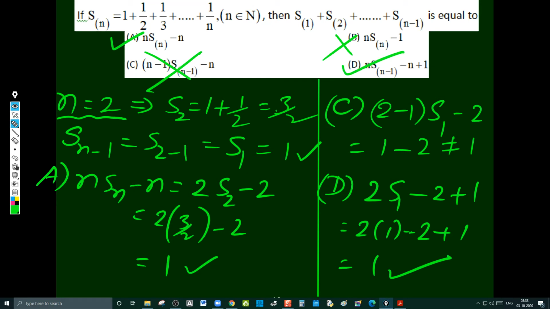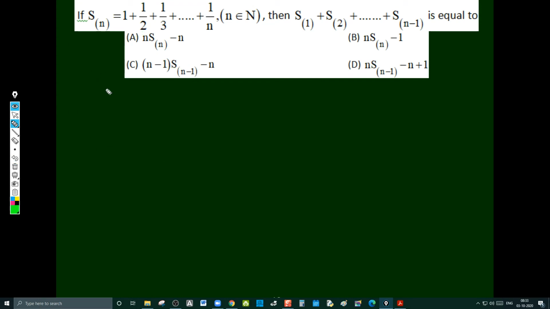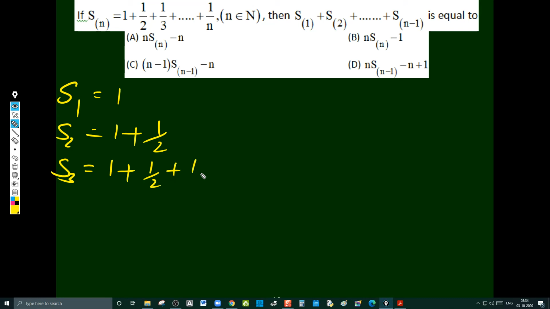Now, if you want to understand the method, it is like this. S1 plus S2 plus and so on plus Sn minus 1 is needed. So let us write S1 here. What is S1? It is 1. What is S2? 1 plus 1 by 2. What is S3? 1 plus 1 by 2 plus 1 by 3. And so on.